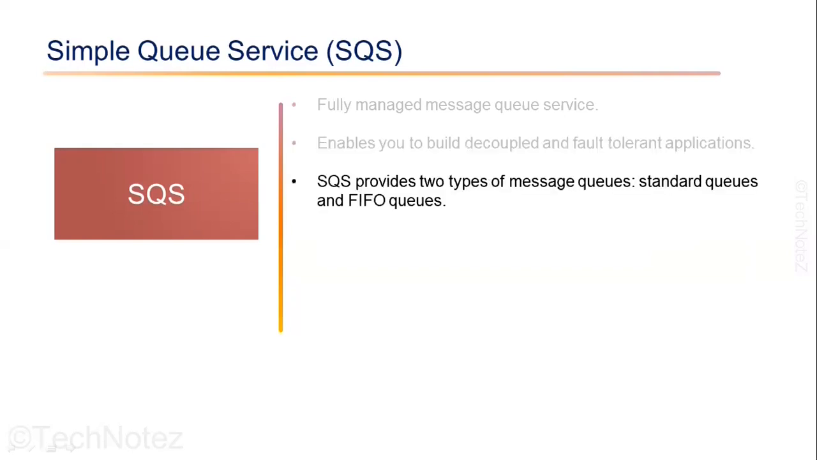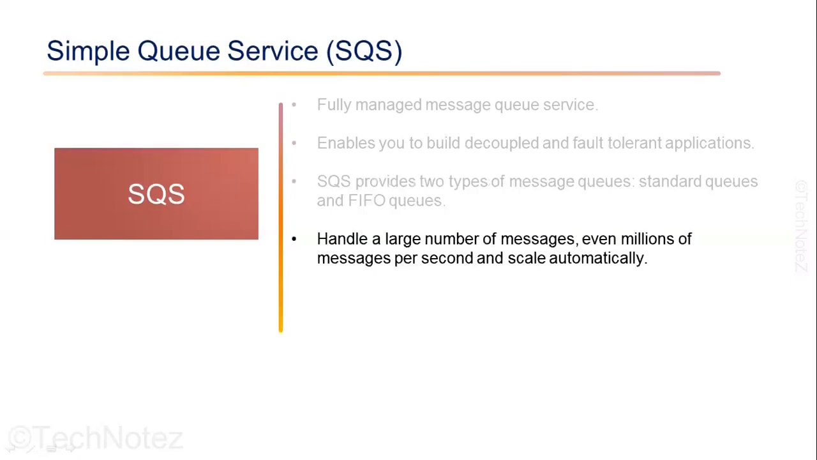SQS provides two types of message queues, standard queue and FIFO. Standard queue offers best-effort ordering, while FIFO guarantees that messages are processed exactly in the order they are sent. One of the main benefits of SQS is its ability to handle a large number of messages, even millions of messages per second, and it automatically scales with your application. It also provides a pay-as-you-go pricing model, so you only pay for the number of messages you send and receive.